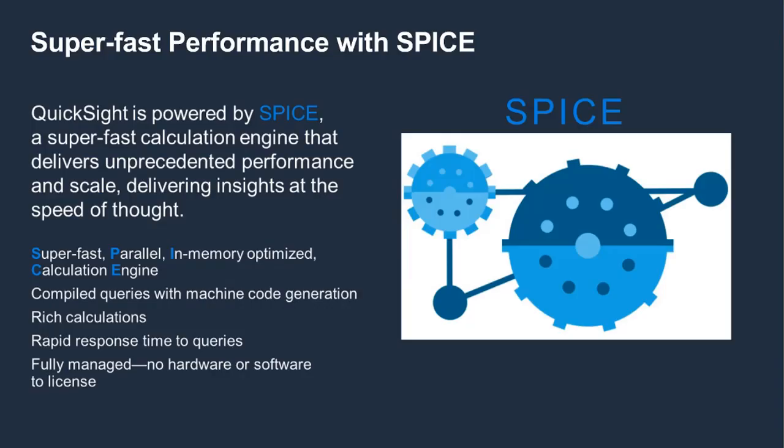The other aspect of QuickSight is SPICE. It stands for Super Fast Parallel In-Memory Optimized Calculation Engine. It is a highly available, secure in-memory engine that allows you to cache your data sets in memory. That way you could very quickly do your analysis. If you have hundreds or thousands of users using QuickSight, they could all hit the same SPICE in-memory data set and be able to return queries very, very rapidly. There's no hardware to manage, no software to manage. It's all handled under the covers through the QuickSight engine.